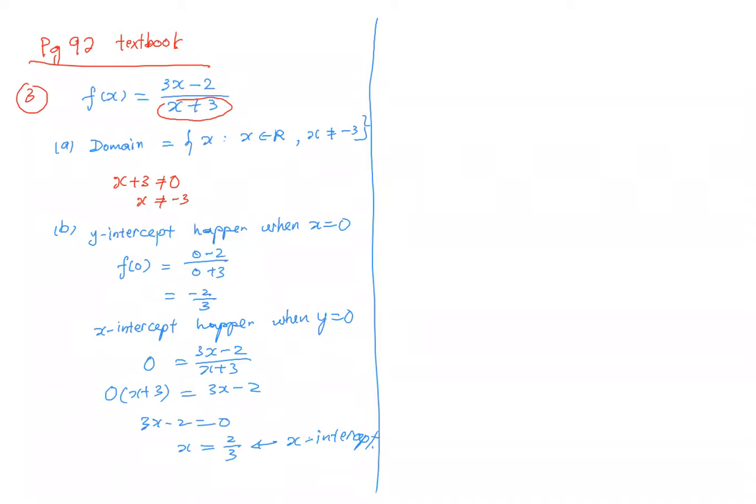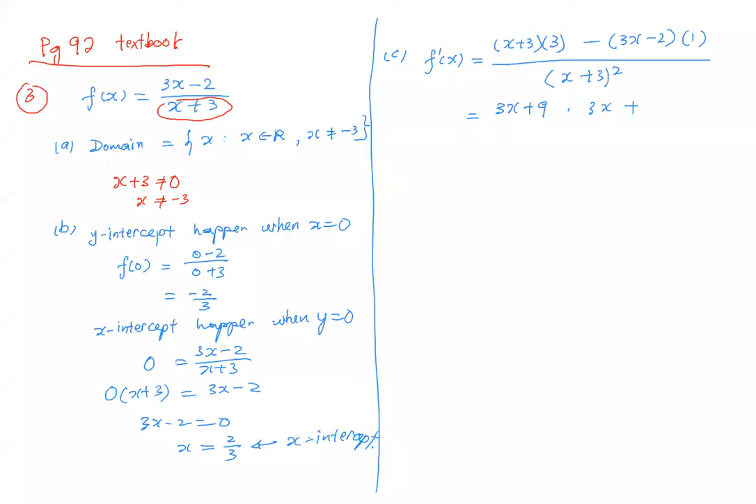Then they want you to find f prime x and draw its sign diagram. To find f prime x, for this one you use the quotient rule: v u prime minus u v prime, the whole thing divided by v squared. So you simplify it: 3x plus 9, take away 3x plus 2, because minus and minus become plus, divided by x plus 3 squared. So the whole thing will be 11 over x plus 3 squared.